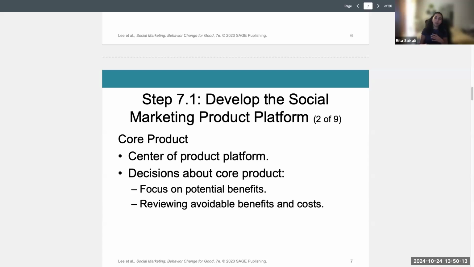So it's important to review the avoidable benefits and costs associated with the product. And so in social marketing, costs are not just like a financial cost, which is something that we've talked about before, but things like time, effort, and social risk. So for example, participating in a smoking cessation program requires individuals to overcome social stigmas and change their daily routines. And that might not be something easy for people. So as a social marketer, your task is to minimize these costs and to highlight the core product's benefits in a way that resonates with the target audience's value and priority. So that's for the core product itself.